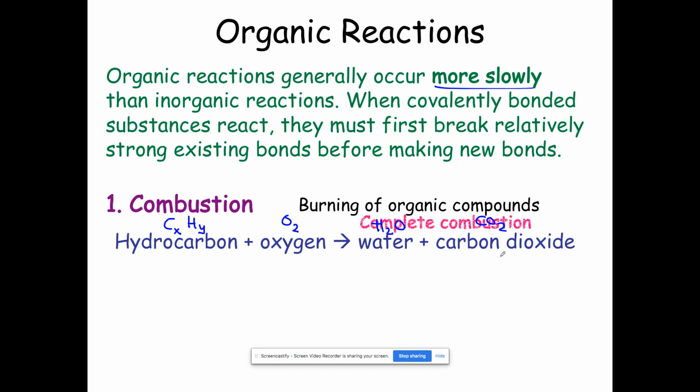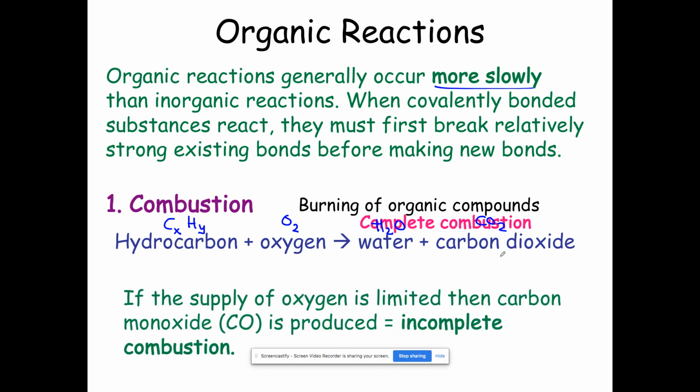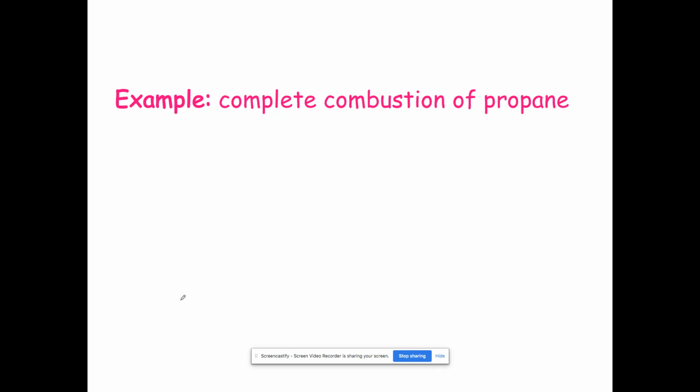This is what we call complete combustion. We're forming carbon dioxide. However, if you don't have enough oxygen when you're burning this, let's say you're running your car in a closed garage, that's not good. You don't have enough oxygen. So instead of carbon dioxide being produced, you would form carbon monoxide, and that's called incomplete combustion. That's why you definitely should not warm up your car in the garage with the door closed, because carbon monoxide is extremely toxic and dangerous.